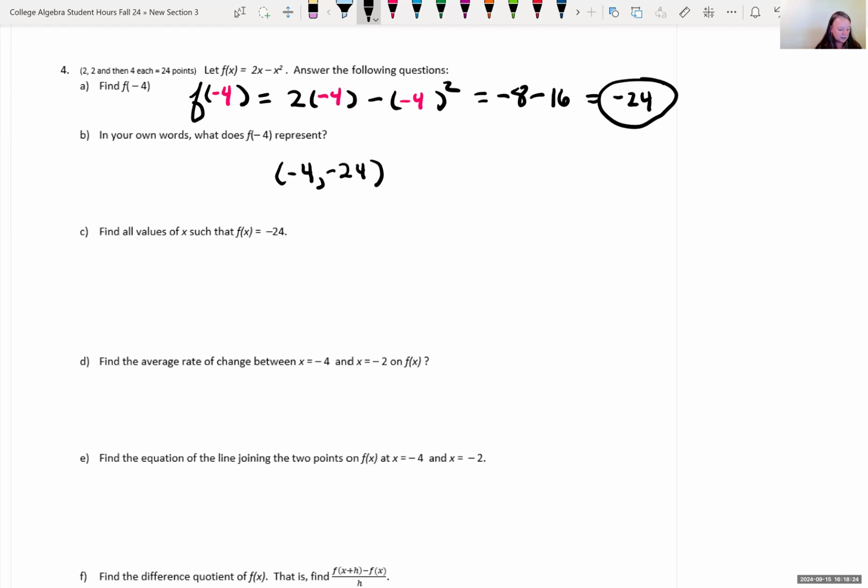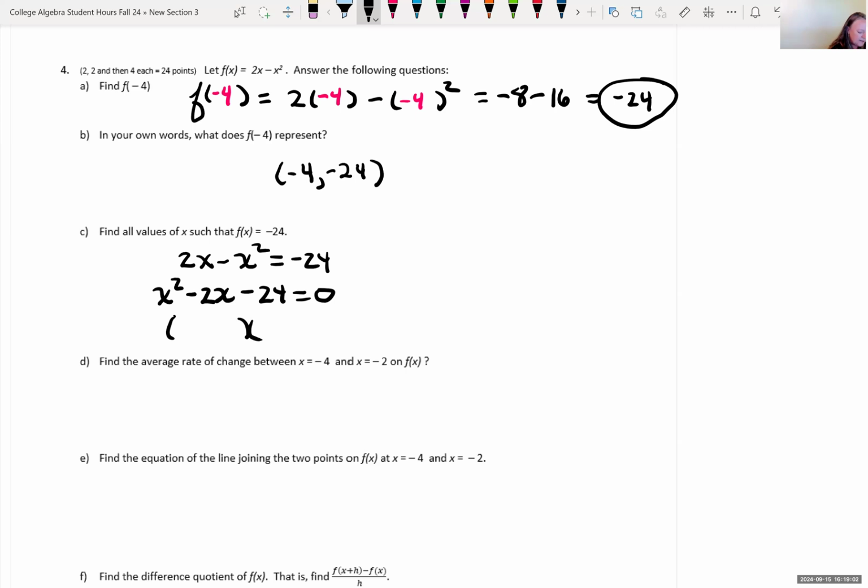Find all values of x such that f of x is equal to -24. So here we're going to take our equation 2x minus x squared. We're going to set this equal to -24. I see that this is a quadratic equation, so I want to get everything to one side of my equation and set it equal to 0. I prefer to have a +1 in front of my x squared, so I'm going to add x squared and subtract 2x on both sides. Adding x squared, I'd have x squared, subtracting 2x, I have -2x, minus this 24 is equal to 0.